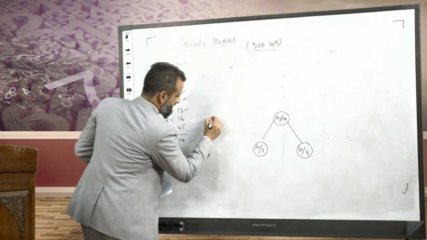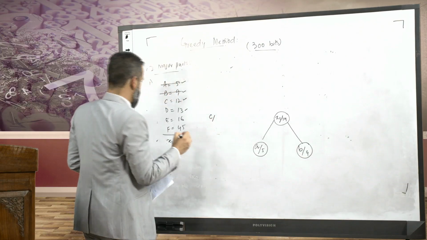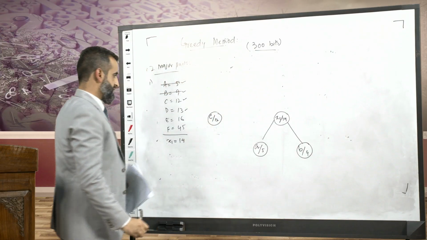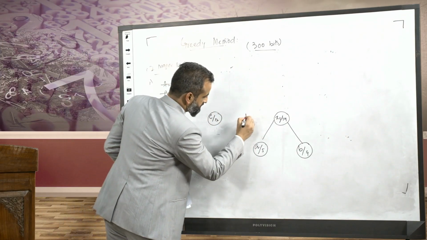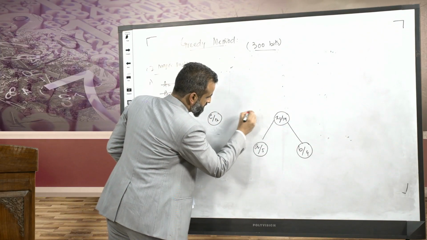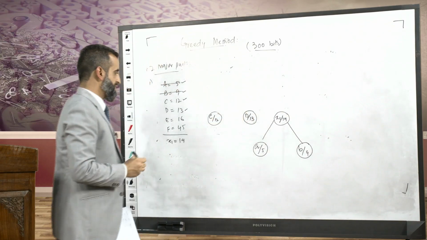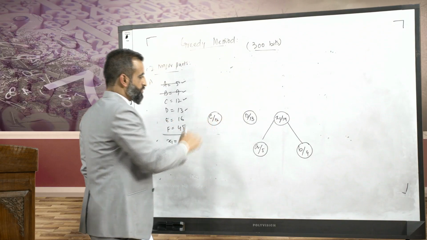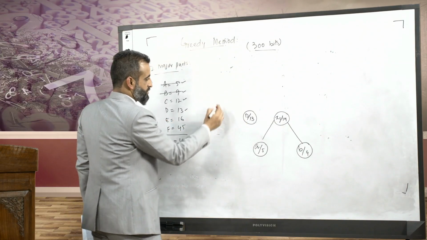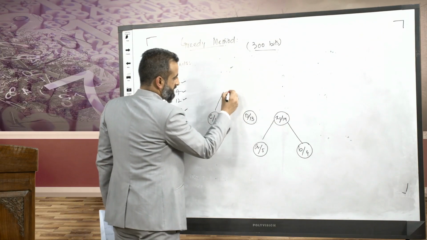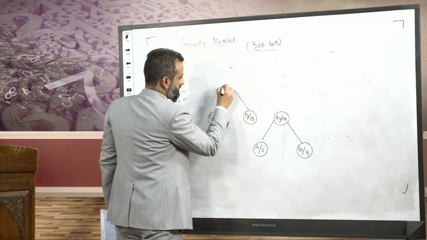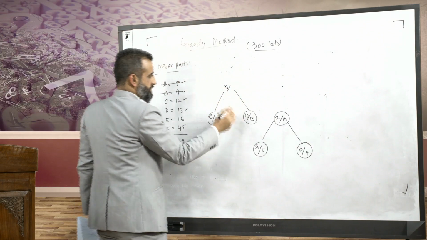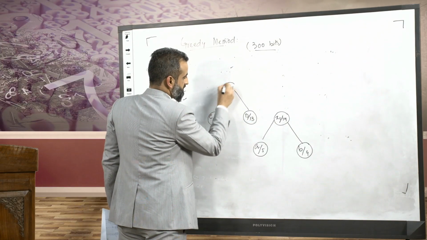So I have C with a value of 12, and I have D with a value of 13. That's my step 2. Step 3 tells me to create an internal node using these two nodes with the value equal to the sum of these two. So that's, let's call the new node x2, and the weight on that will be 25 in this case.